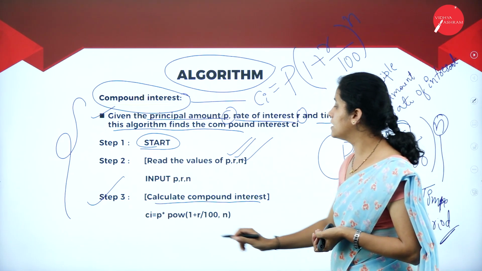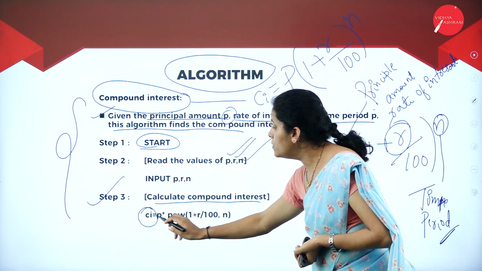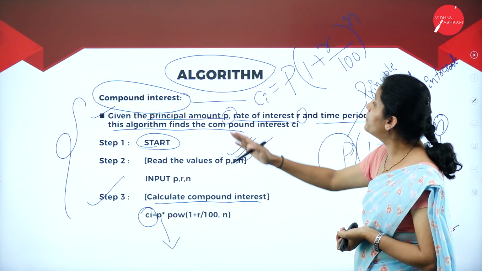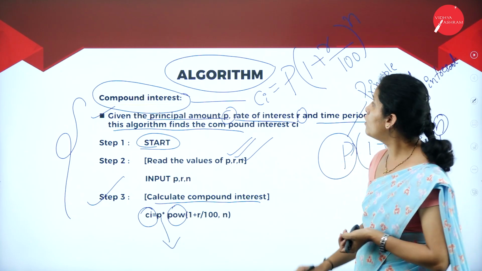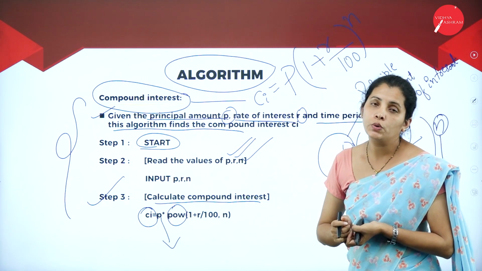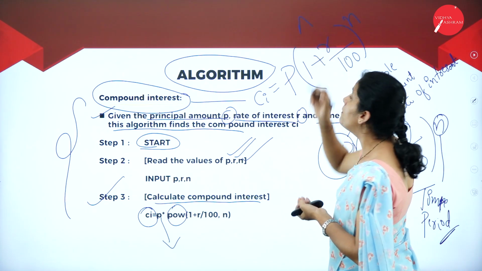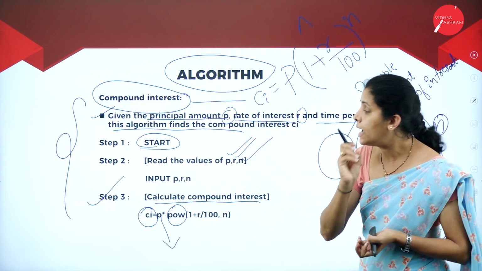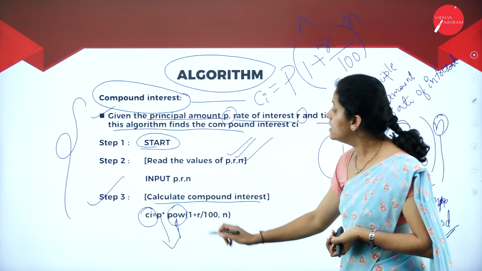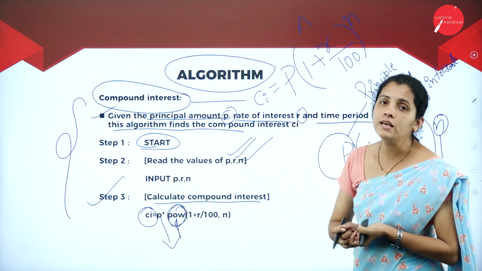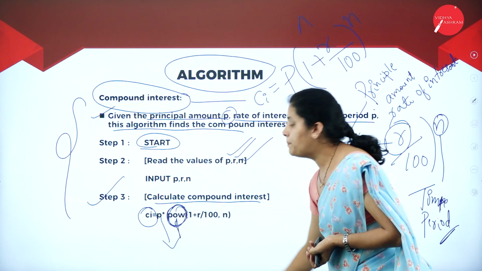So what's the formula? That is compound interest, that is CI equal to P, that is nothing but your principal amount. Then why am I going to write power? Because in computer science we have mathematical functions. That means, if I want to write the power of any value, I can write it with the help of the power function. This power function is always stored under your header file. So I'm going to write the power function.